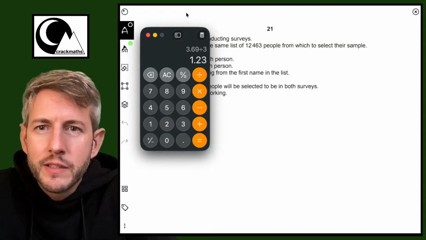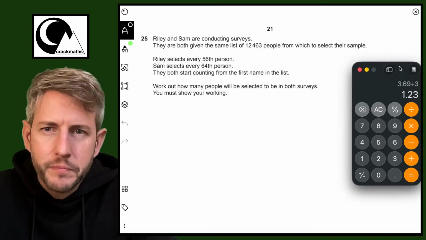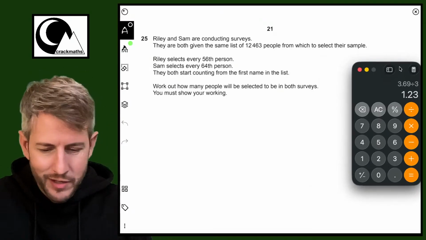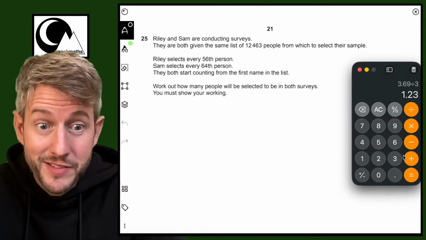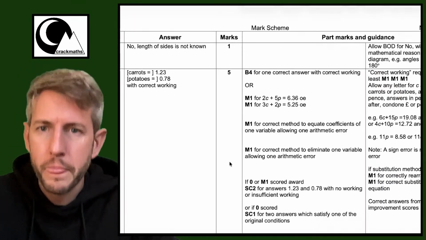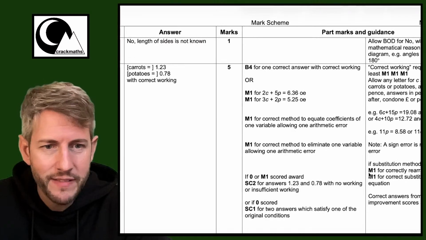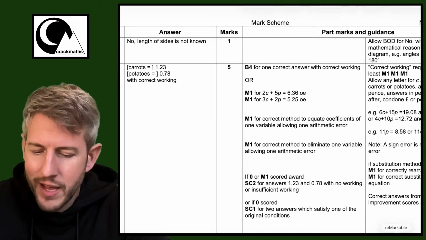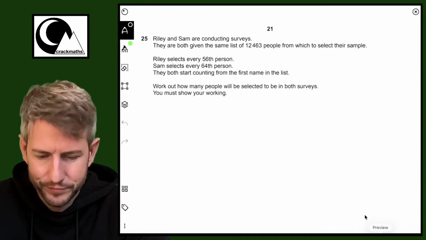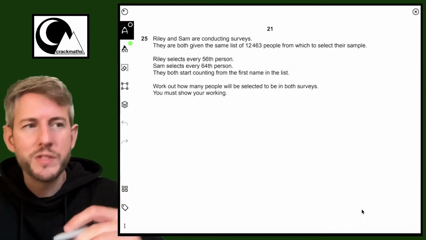Okay, right. So let's have a look at this last question here. Well, actually, let's just check the answer to that last one first. So here we go, £1.23 and £0.78. Great. Okay, right, let's have a look at question 25, and then we'll see how we get on with this one.